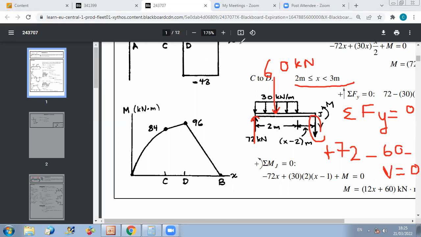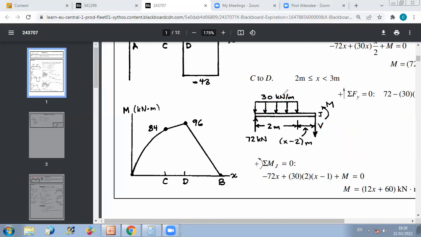Now, if you want to find the expression of the bending moment, then we apply the sum of moments about this point equal to 0. Already you have the moment of the reaction at A. This moment, using the right hand rule, is clockwise. Since we consider counterclockwise as positive, you put minus 72 times the whole distance here, which is x. As we said, x represents the distance from the origin to the section.